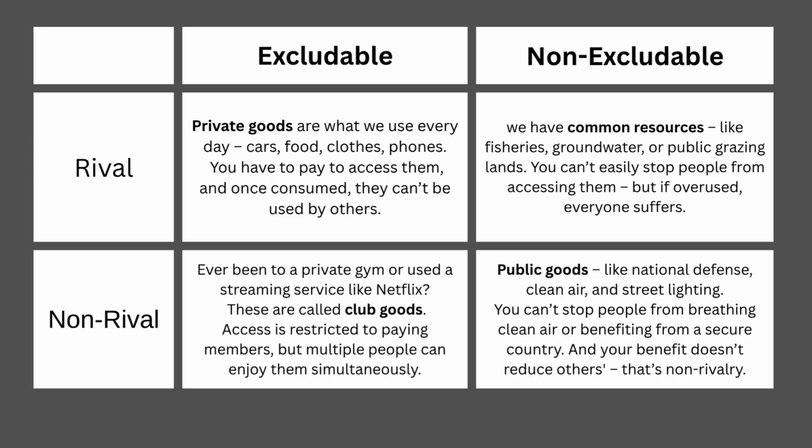4. Common resources. Non-excludable and rival. Finally, we have common resources like fisheries, groundwater, or public grazing lands. You can't easily stop people from accessing them, but if overused, everyone suffers. This is known as the tragedy of the commons, where individuals overexploit a shared resource, causing long-term damage. Example: if too many boats overfish in the ocean, the fish population drops. One fisher's gain means less for everyone else.